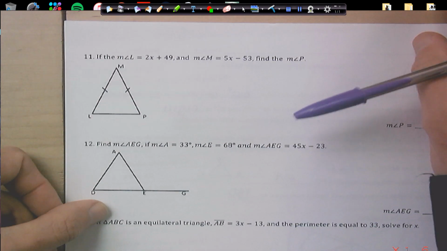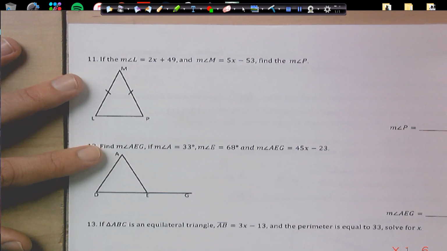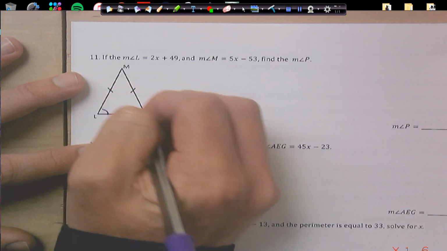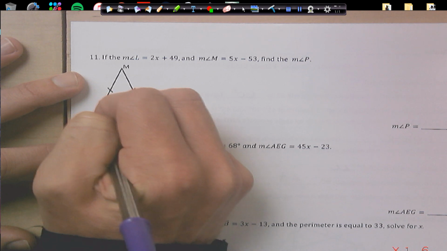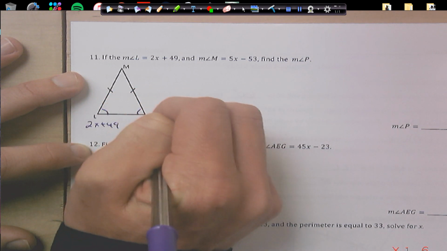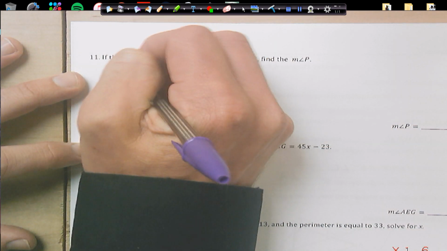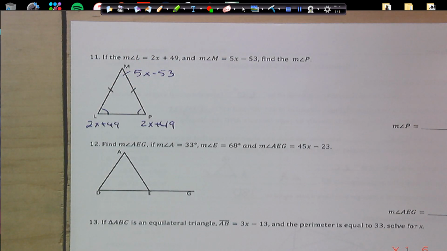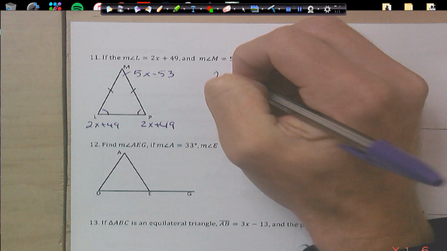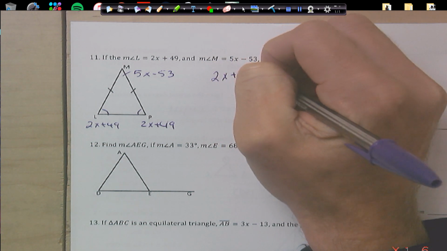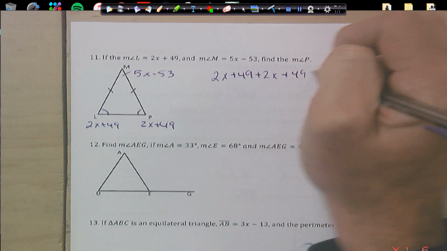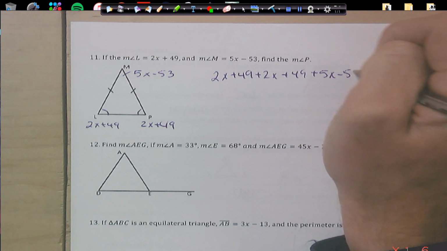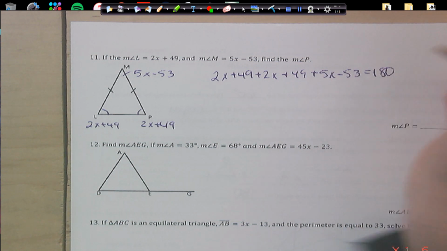For question number 11, we're going to go ahead and get angle measures. The first thing you notice, though, these angles are congruent. So when I write 2x plus 49 for that angle, I'm going to write 2x plus 49 for this angle, and 5x minus 53 for this angle. Once we have all 3 angles, we know that the angles are going to add up to 180. So we're going to go ahead and solve for x. 2x plus 49 plus 2x plus 49 plus 5x minus 53 is going to equal 180 degrees.